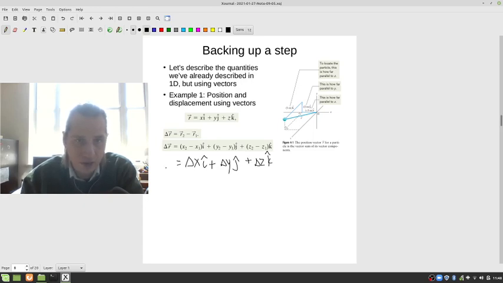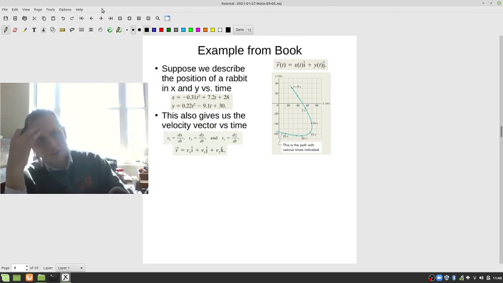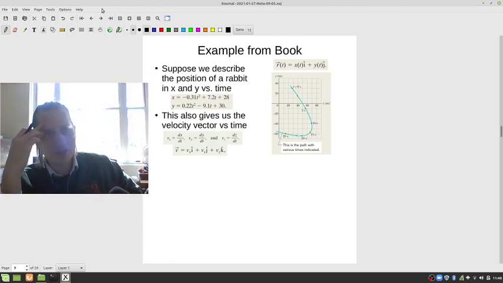So now, instead of just a displacement that has a sign, a plus or minus number, I'm going to have a plus or minus number for each of my spatial dimensions. So plus or minus number for x, plus or minus number for y, plus or minus number for z. Okay, so in principle, everything that we've said about position versus time in 1 dimension carries over to 3 dimensions pretty easily.